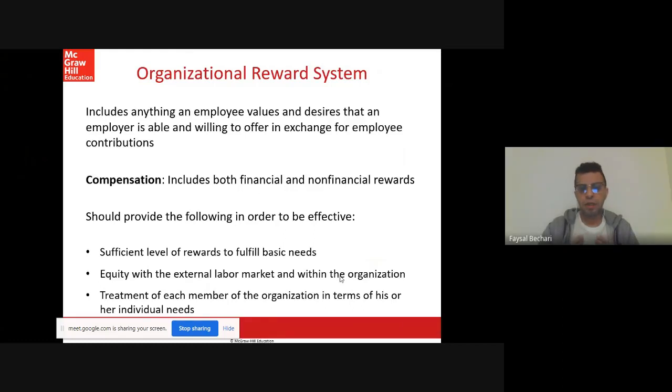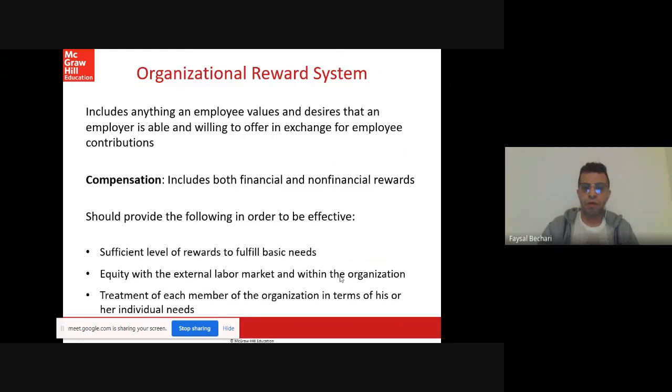The compensation can include both financial and non-financial rewards. These are the two things that can be combined together. Maybe you like to give a salary and extra health care, or a salary and a free trip to the Caribbean, whatever. It's a part of the compensation, or a promotion. Also, it's a part of the compensation, which is this non-financial reward.